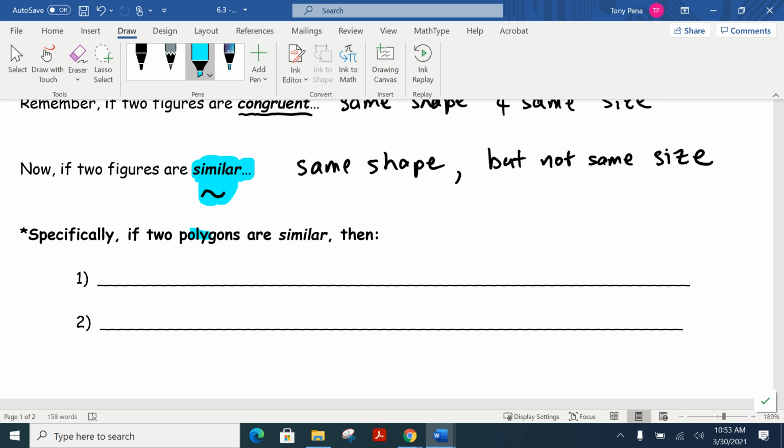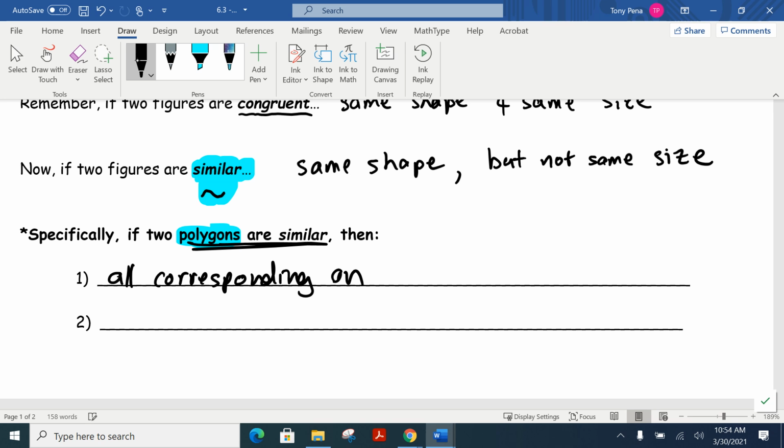If you are told that two polygons, remember polygon is an old word from Math 1, meaning many sides, so triangle, quadrilateral, hexagon, pentagon, anything with more than two sides, basically triangle on up, would be considered a polygon. Then there are two things that are true if we were told that polygons are similar. The first one: all corresponding angles are congruent. So very much like our congruent module, all the corresponding angles are congruent.